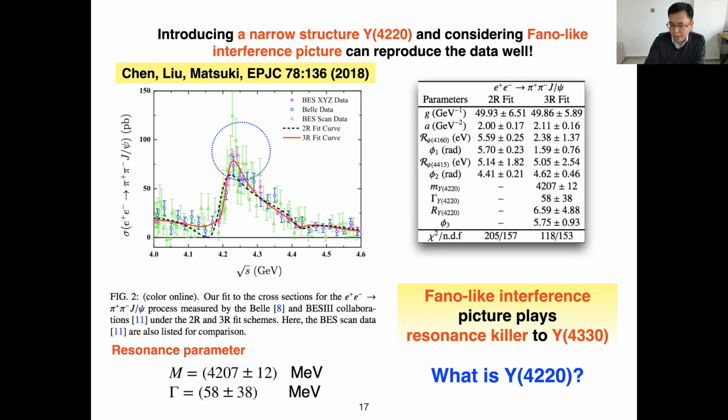It means that the interference picture plays a resonant killer role for the Y(4360). So in this slide, I also want to emphasize a point. The resonance parameter from our study shows it's a nanostructure, so you can find the resonance parameters. The width is nano. So you must ask a question: what is the Y(4220)? In the following, I will give an answer to this question.